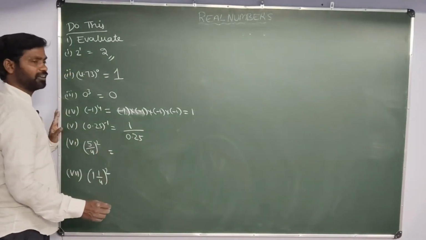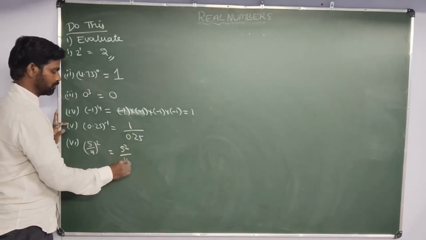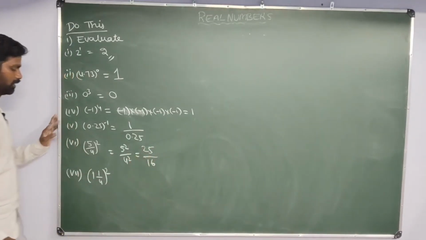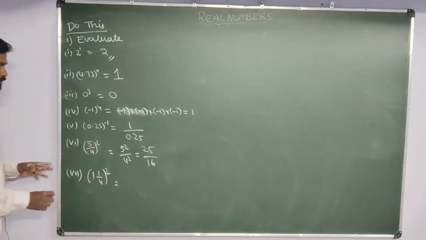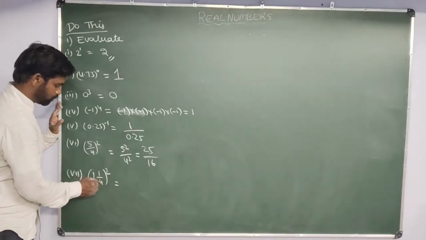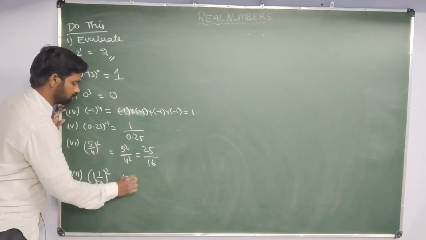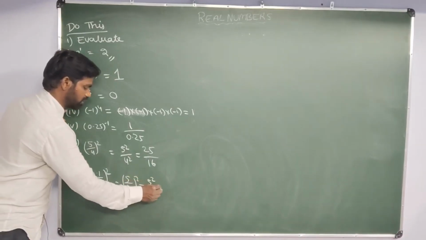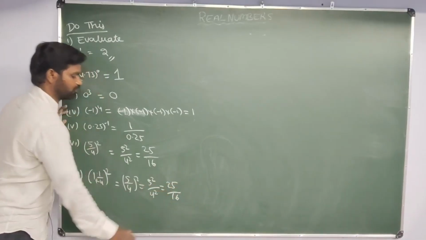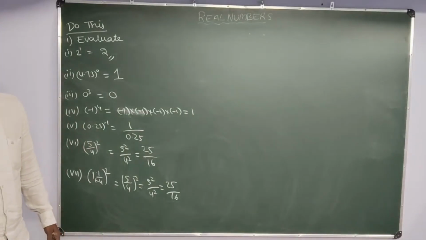Next, (5/4)². So 5 square by 4 square. It is nothing but 25 by 4 square is 16. Next, it is a mixed number or mixed fraction, (1 1/4)². So 4 ones are 4 plus 1, so it is (5/4)². That is equal to 5 square by 4 square. It is equal to 25 by 16. 5 square is 25 and 4 square is 16.